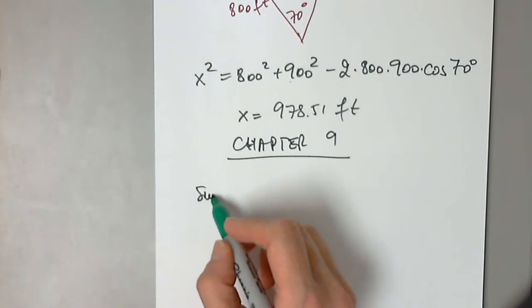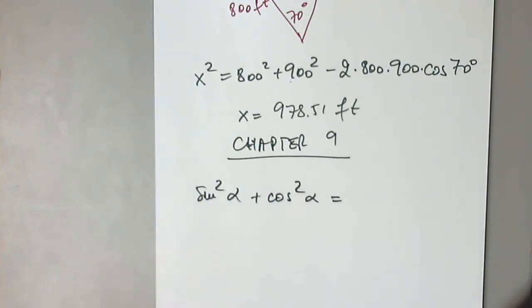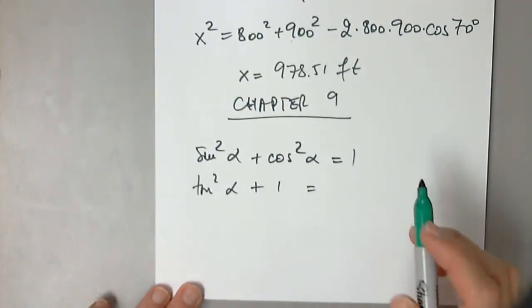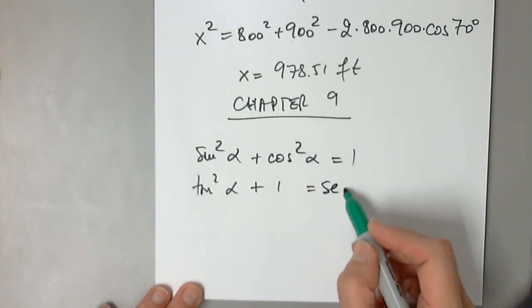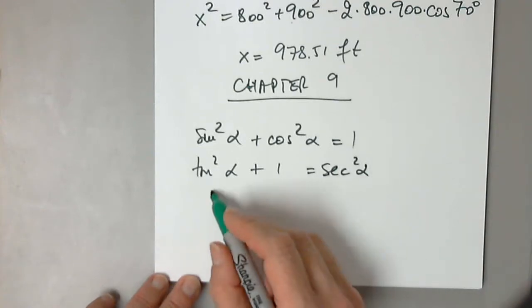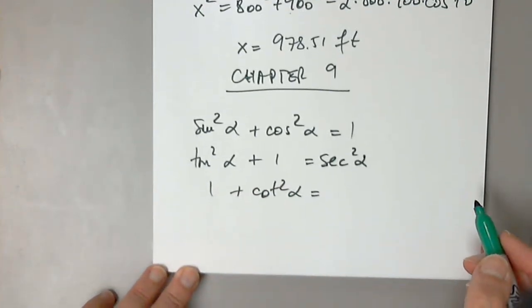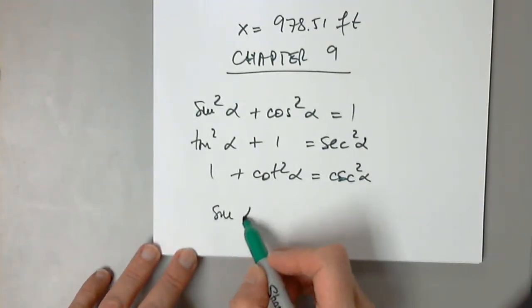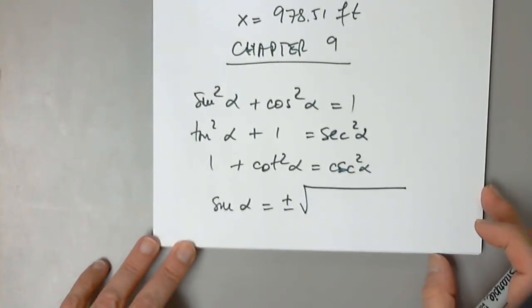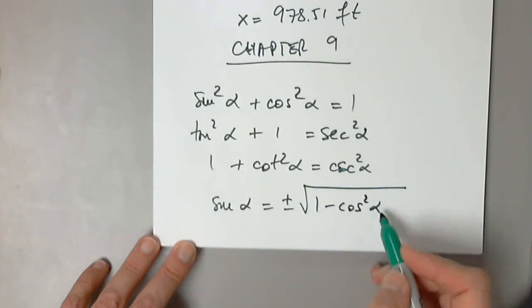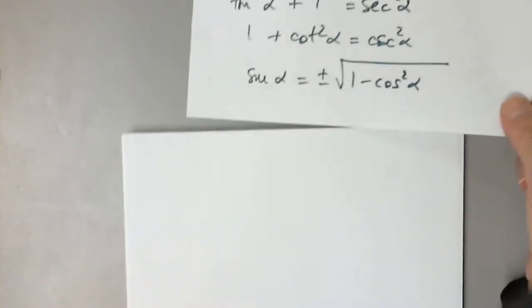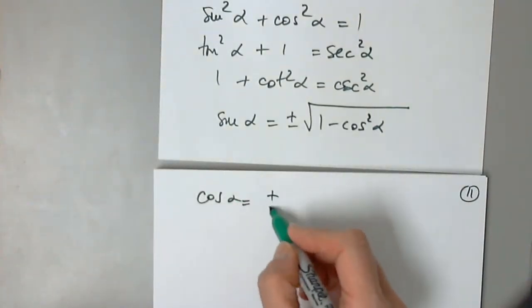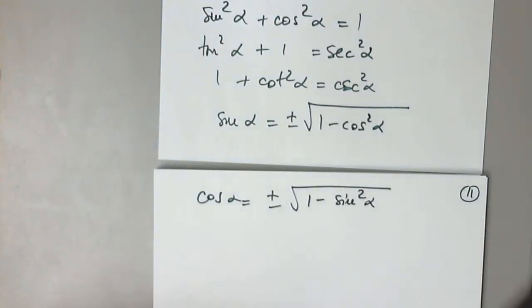We learned that sine squared alpha plus cosine squared alpha equals 1. Excellent. We learned that tangent squared alpha plus 1 equals, remember tangent and secant are together, secant squared alpha. And what about 1 plus cotangent squared alpha? Cosecant squared alpha. And we also know that sine alpha equals plus or minus the square root of 1 minus cosine squared alpha. And cosine alpha equals plus or minus the square root of 1 minus sine squared alpha.